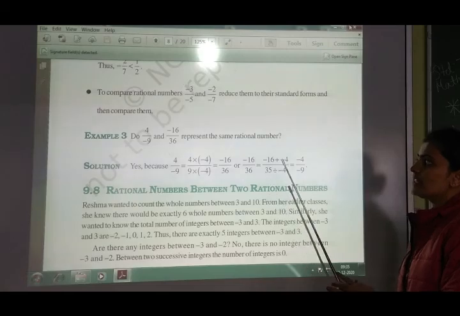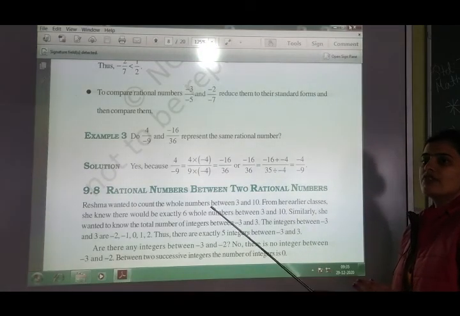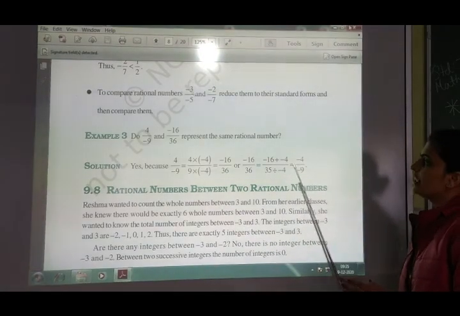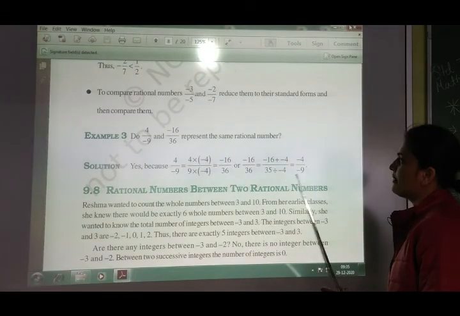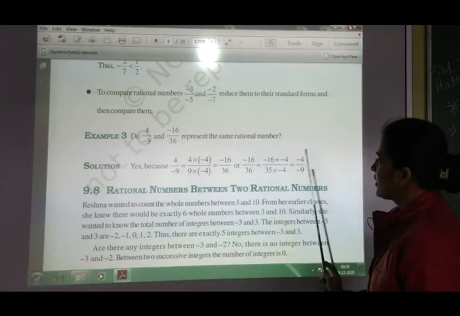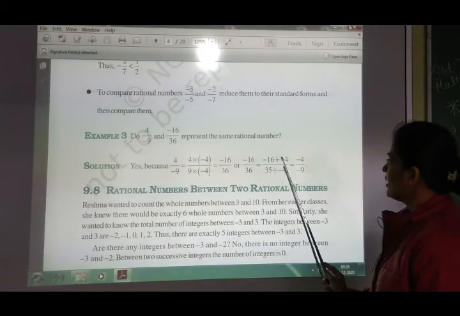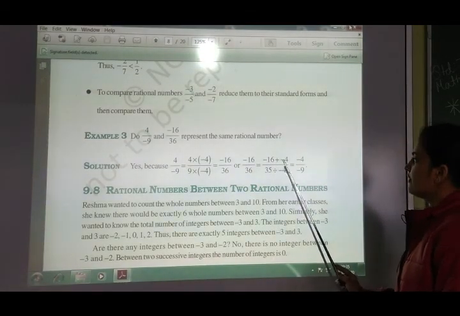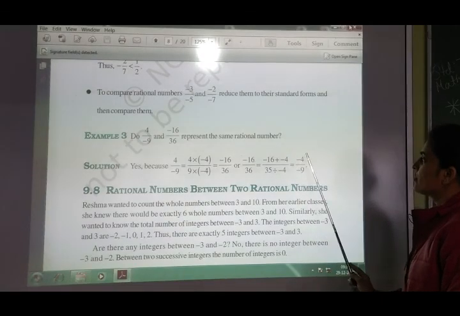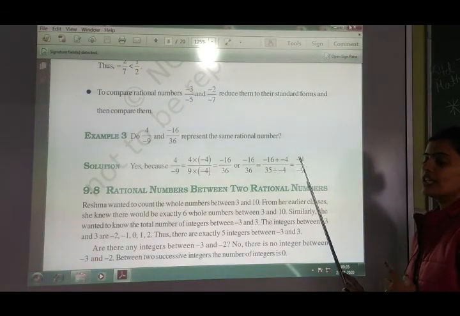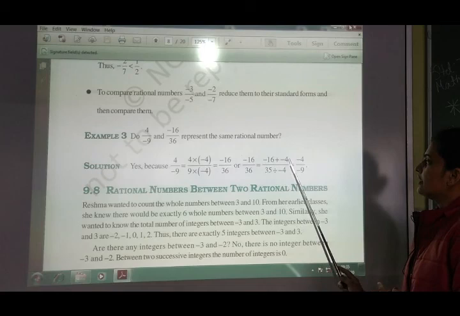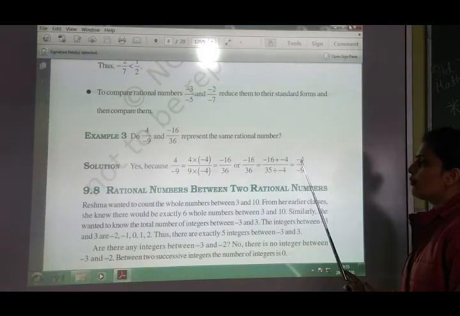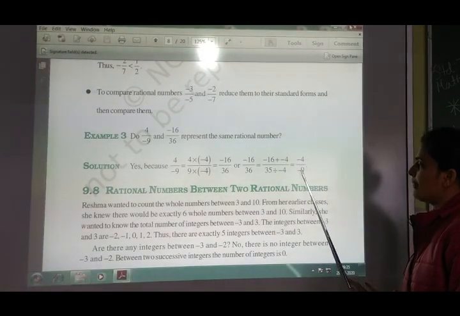Now what about -16 by 36? If we divide it by -4, we will get 4 by -9. In the same way, here it will be division. It is a printing mistake over here. You have to divide them by -4. So here it will be positive 4. Here it is a printing mistake. Negative and negative will cancel out and it will be positive. So here it will be 4 by -9.